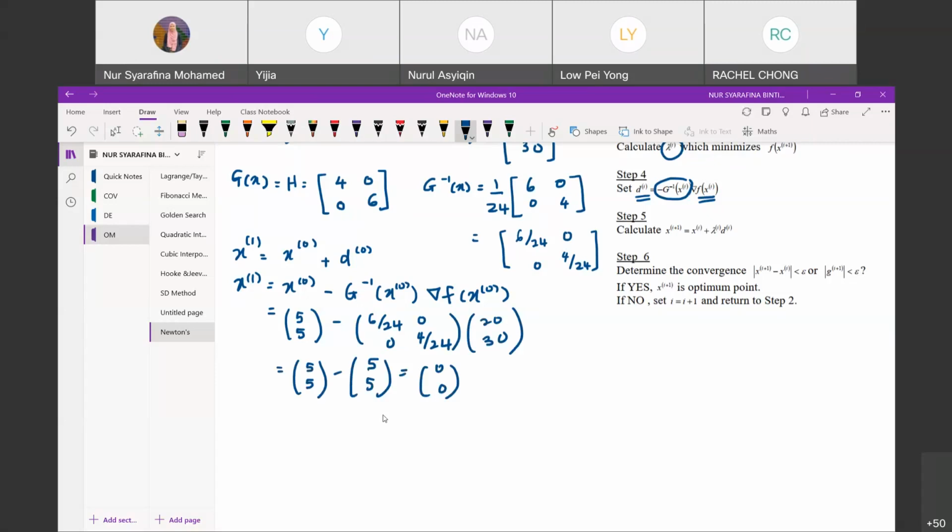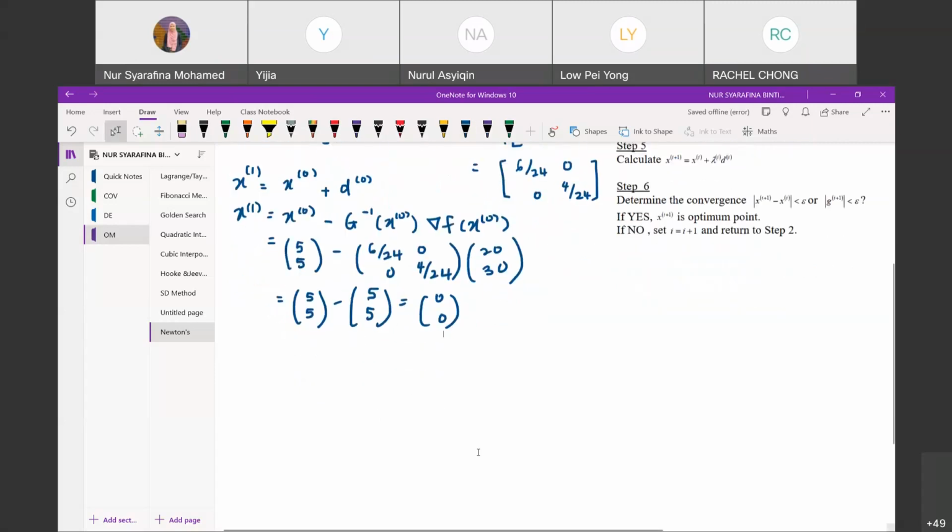Now check. When x1 is 0, 0, then f of x1 is what? f of x1 is 0. What about our G?